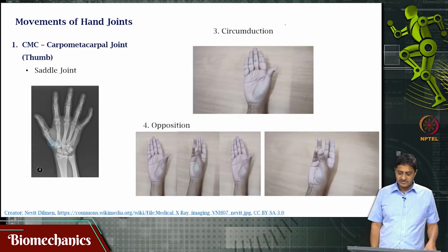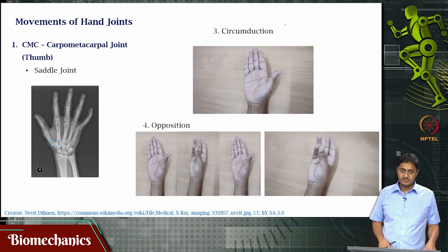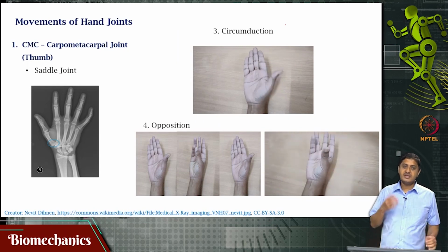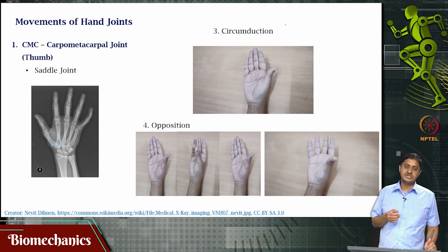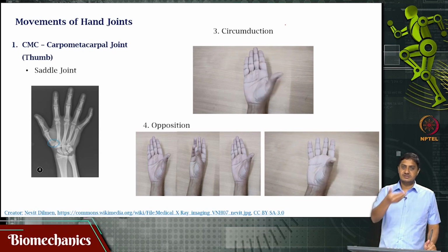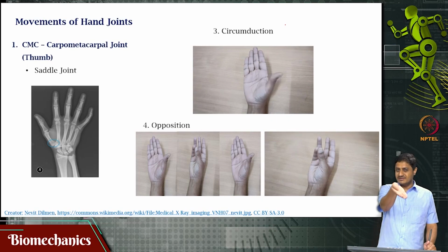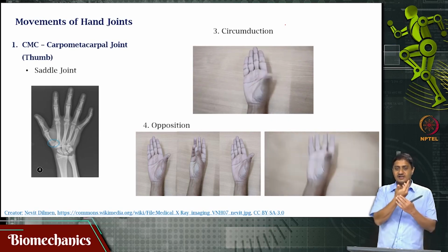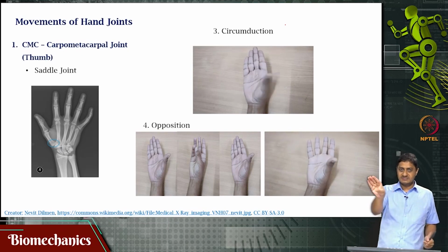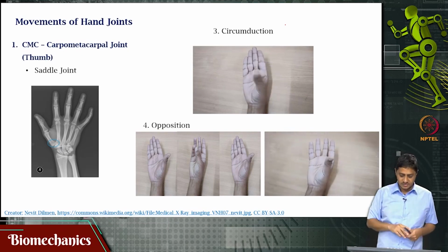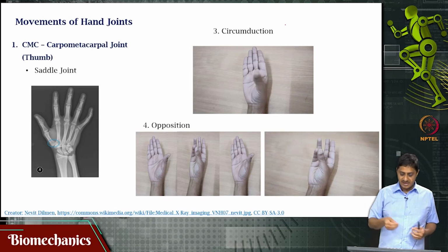Then you have this movement that you are seeing now, which is a combination of the flexion, extension and abduction and adduction. Actually my thumb movements are somewhat restricted because of a fracture that I had in my scaphoid bone, but you can try it on yourself, you will find that that is that.